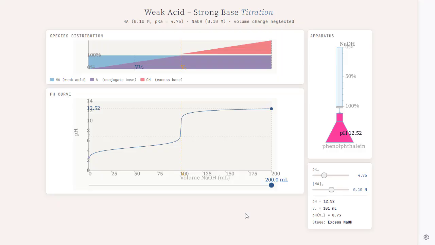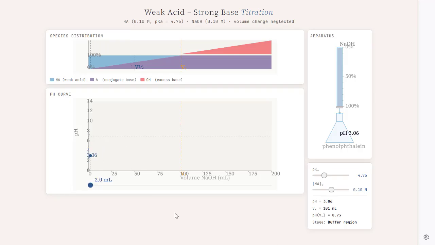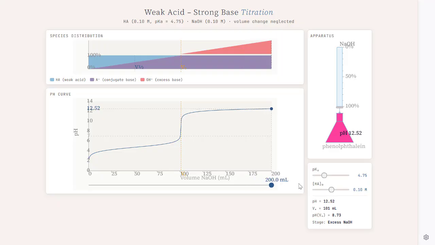Okay, so this was a walkthrough, the whole thing. Last thing I want to show again is these stages. So you start out with the pure weak acid, then you have the buffer stage, then you have the pure conjugate base, and then you have excess of NaOH.